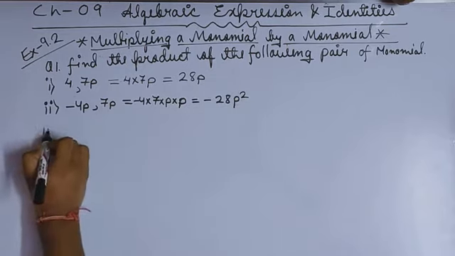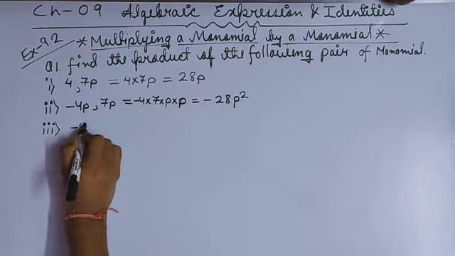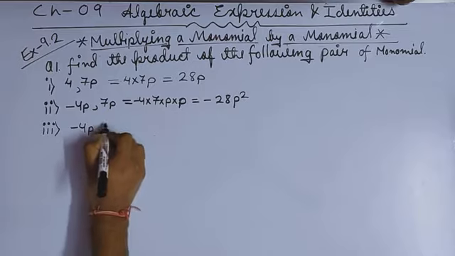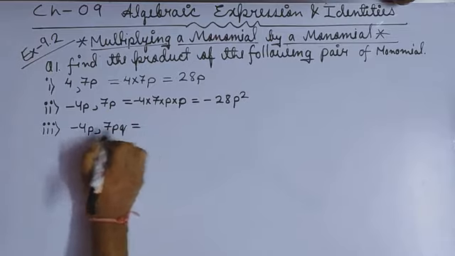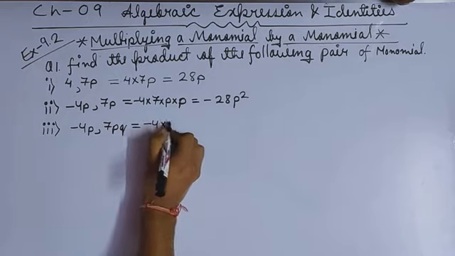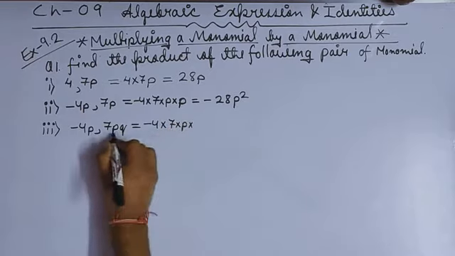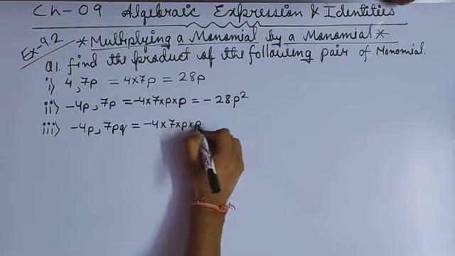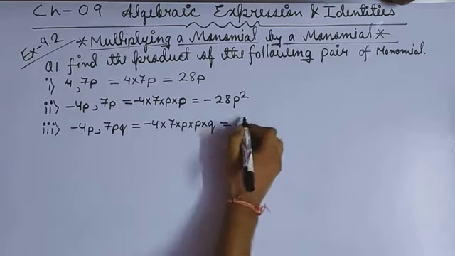Now the third part in which there is -4p and there is 7pq. So first we will multiply the numbers, को पहले multiply करें. This is -4 multiply 7, then the variables. First में क्या आपका p and second में क्या आपका pq है. So this is pq कैसे आएगा? p multiply q.